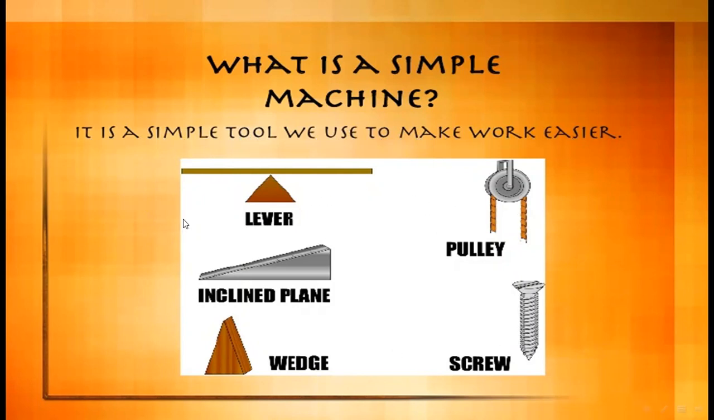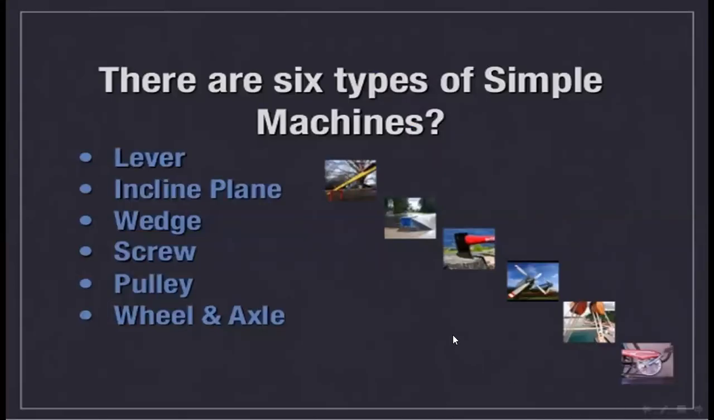See, these are the types of simple machines. How many types of simple machines? There are 6 types of simple machines. First is lever, second is inclined plane, third is wedge, fourth is screw, fifth is pulley, and the sixth is wheel and axle. So let's discuss one by one.